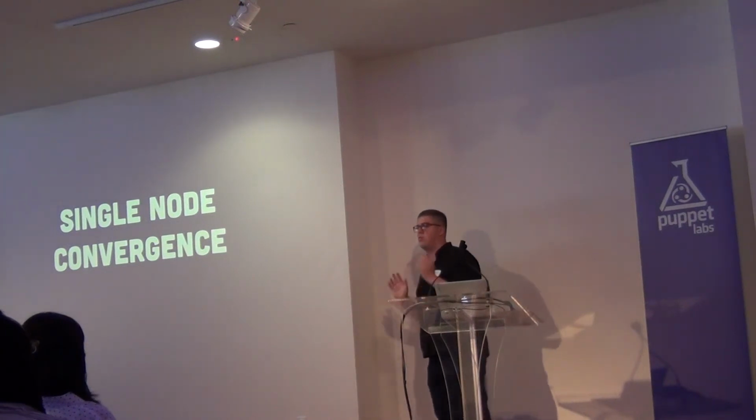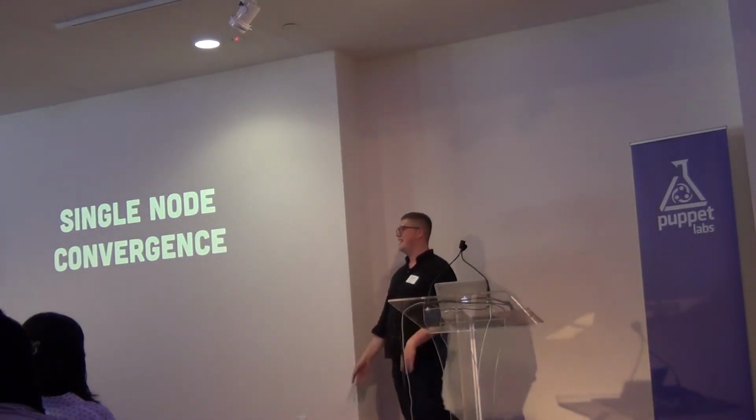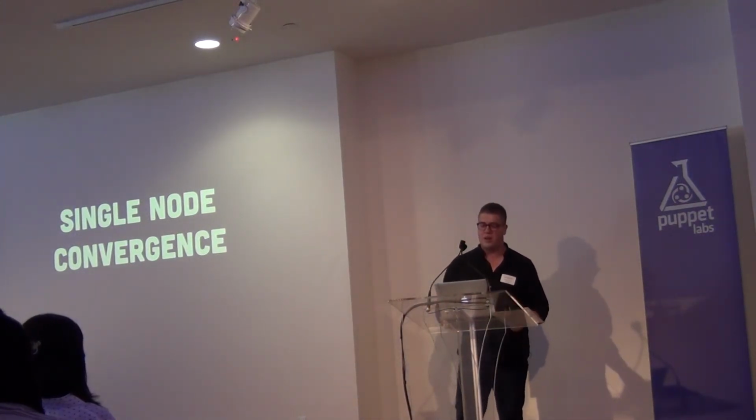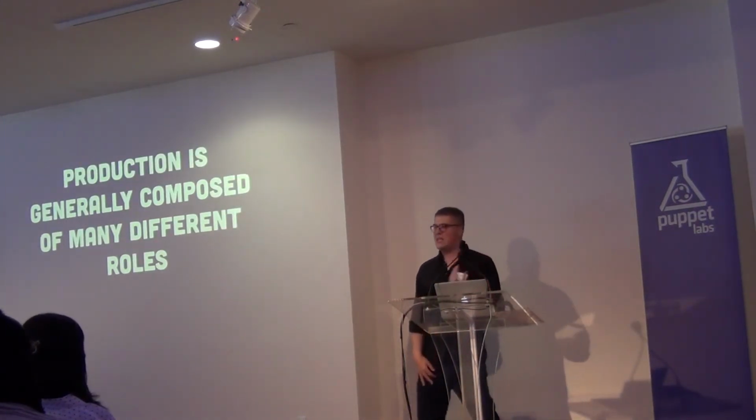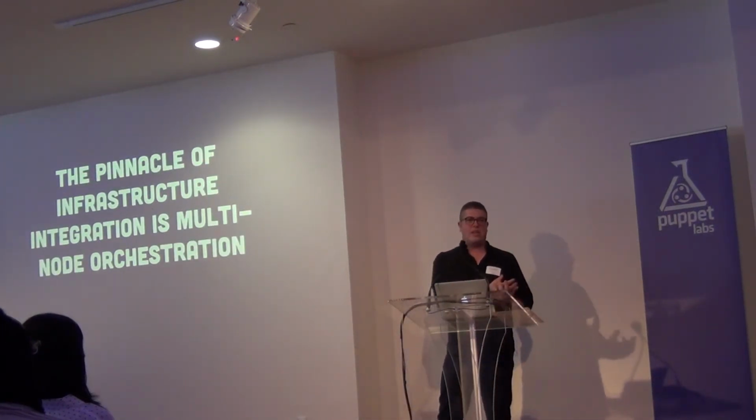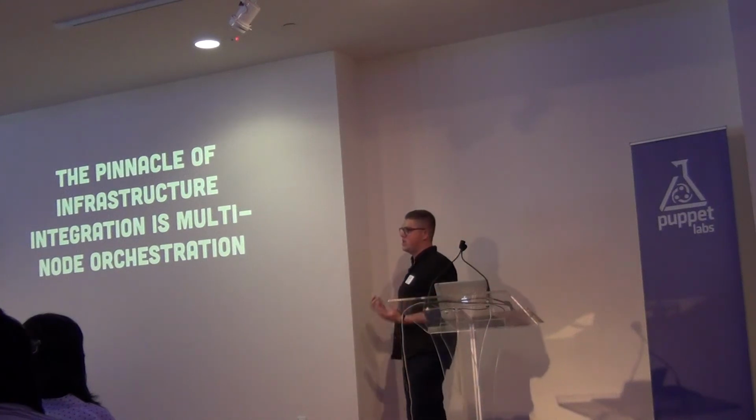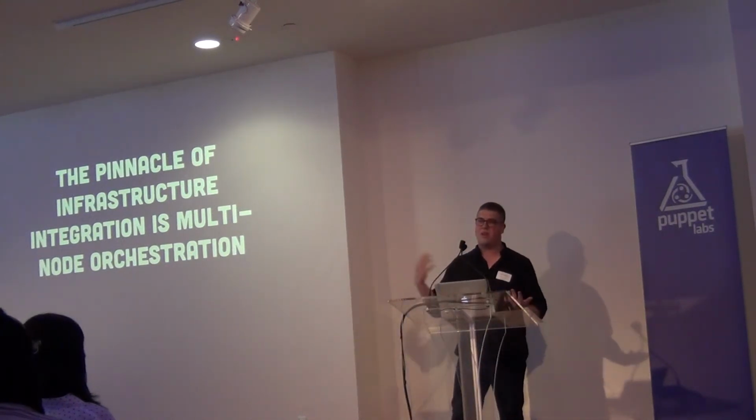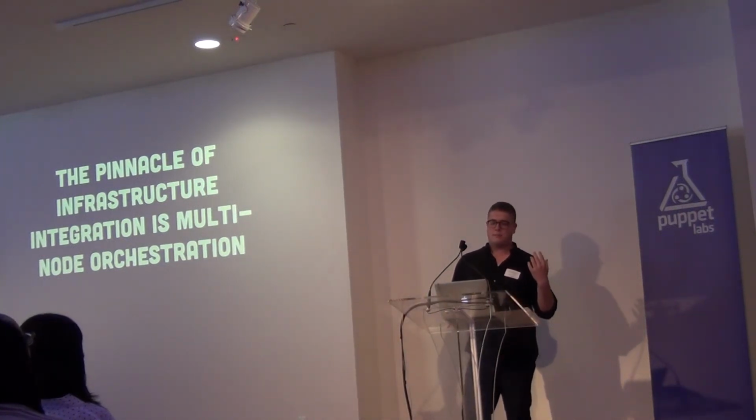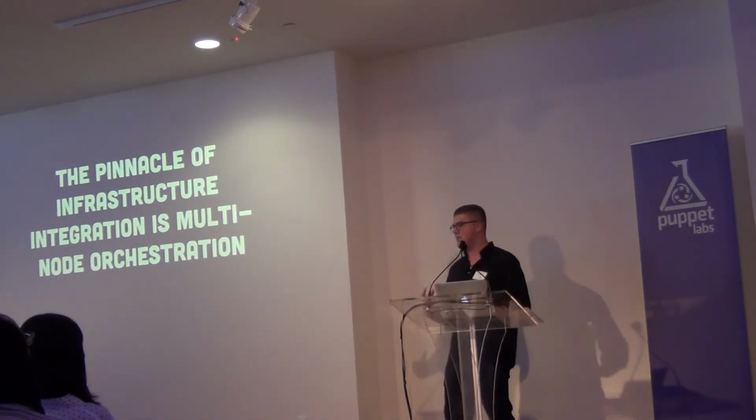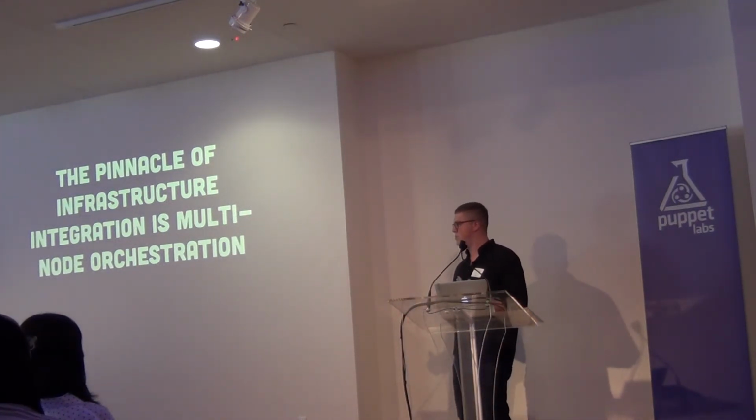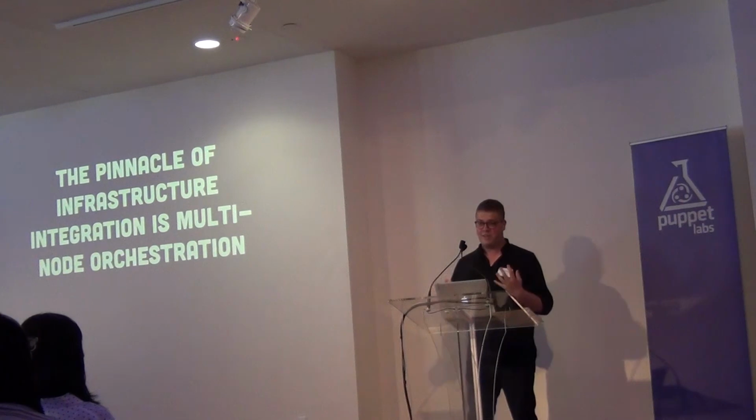Single node convergence, in the world we live in today, does not matter at all, right? We don't actually care if Puppet can run on one machine, because our goal is that we have all these different roles that actually work together, right? We actually care about multi-node orchestration. We care that our app servers can talk to our database. We care that our load balancers know which app machines live behind them. And fundamentally, when we miss this, we're in trouble, right? I don't know if any of you have a one machine production environment, but you're really lucky if you do.